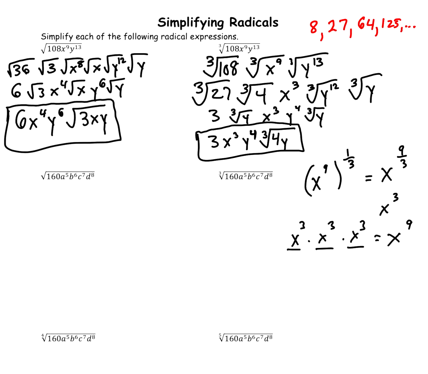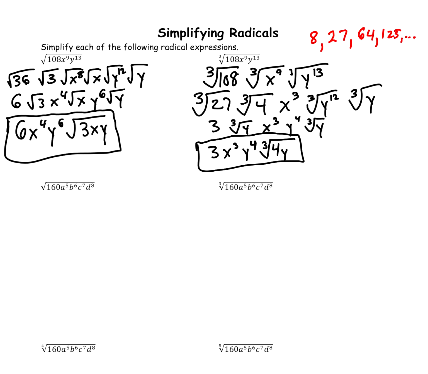Let's go on to the next 4. I want you to take 2 to 3 minutes, do the next 2, so the square root and the cube root one. Pause the video, play it once you're done. We're going to go over how to do both of them.